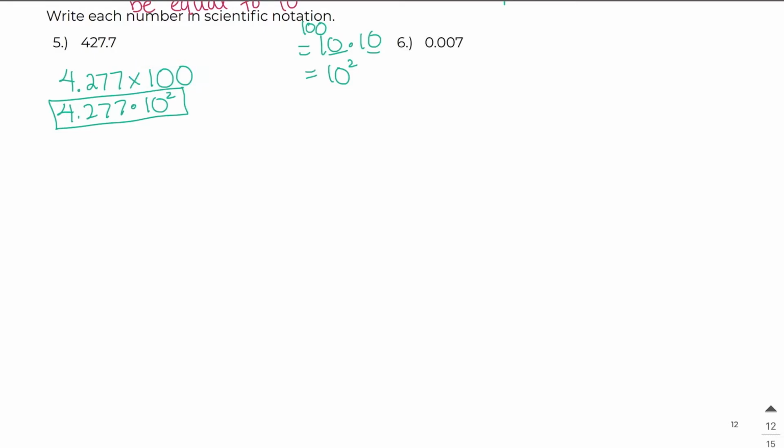Right, in our next example right here, this one's a tricky one, so pay really close attention. This is the tenths place, this is the hundredths place, this is the thousandths place. So what this is saying is 7 out of 1,000.